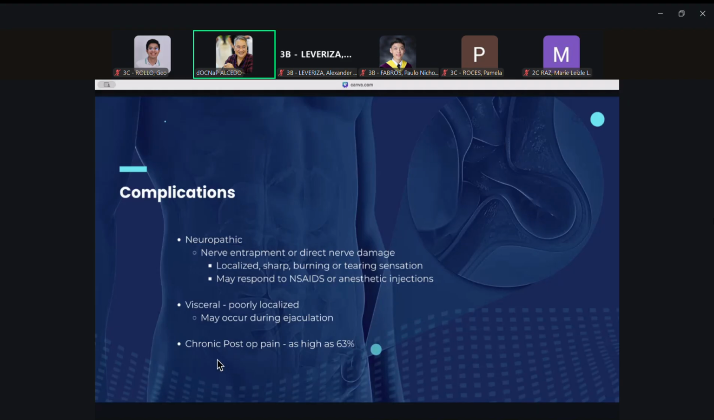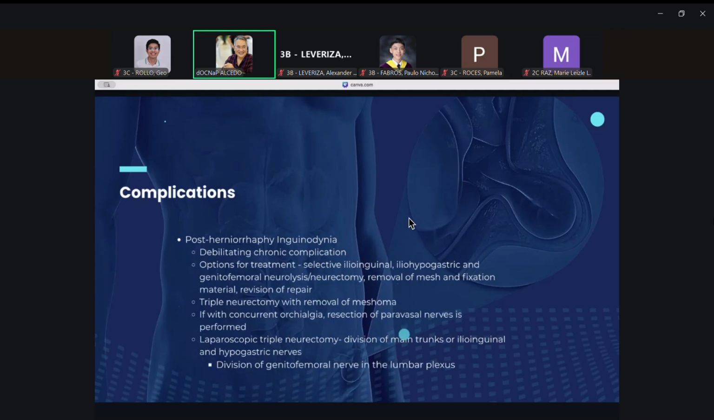Now, mind you, chronic post-op pain can be as high as 63%. That's why it is very important when you do your surgery, whether anterior or lap approach, to take note that you don't injure nerves when you do this surgery. Because they can result in chronic pain post-op, and this can be debilitating to the patient. It can be as high as 63%. So we call it inguinodynia, or pain in the inguinal area.